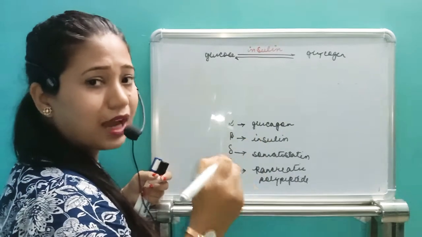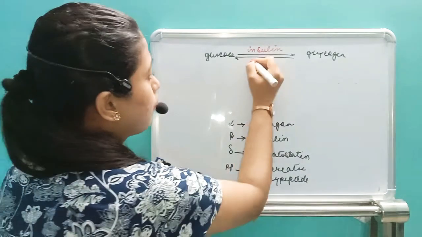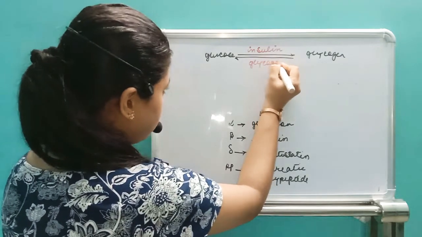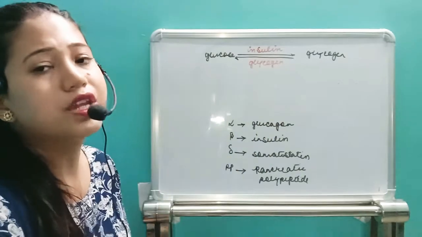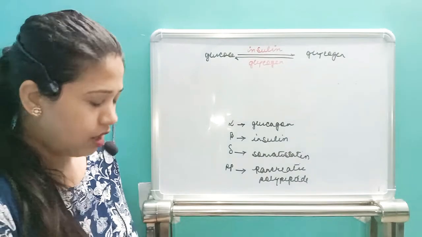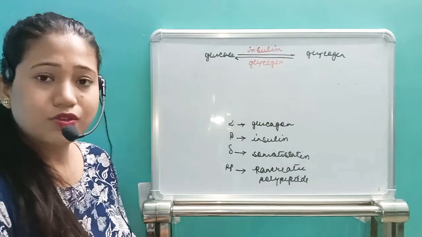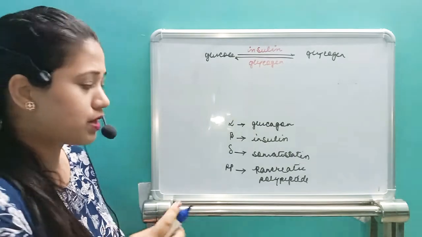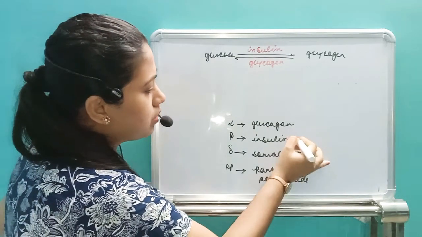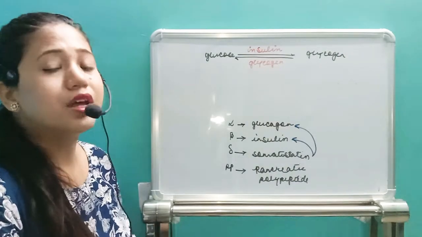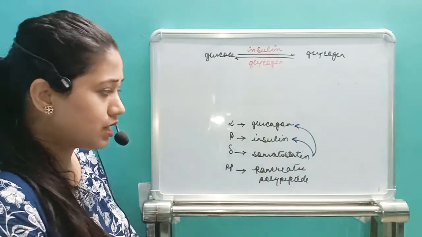Okay, and glycogen will be converted to glucose by another hormone, that will be the glucagon. So this is the chief function of insulin and glucagon. You need to know the function of the delta cell, which releases somatostatin. So what is the function of somatostatin? It is going to inhibit the secretion of alpha and beta cells, that is both the glucagon and insulin.